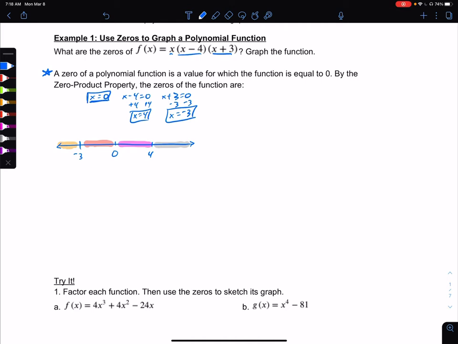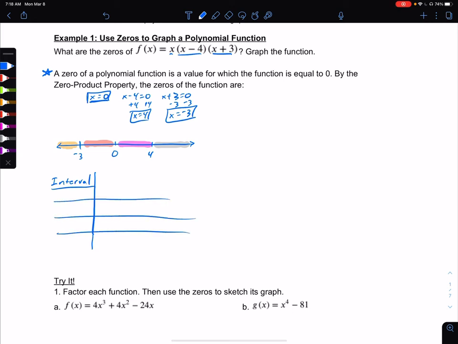Now, there are definitely more efficient ways to do this, but we're going to look at a method where you can do this by hand. The first thing I'm going to do is list my 4 intervals, just make a little chart here. My first interval would be the numbers that are less than, sorry, not 0, negative 3.